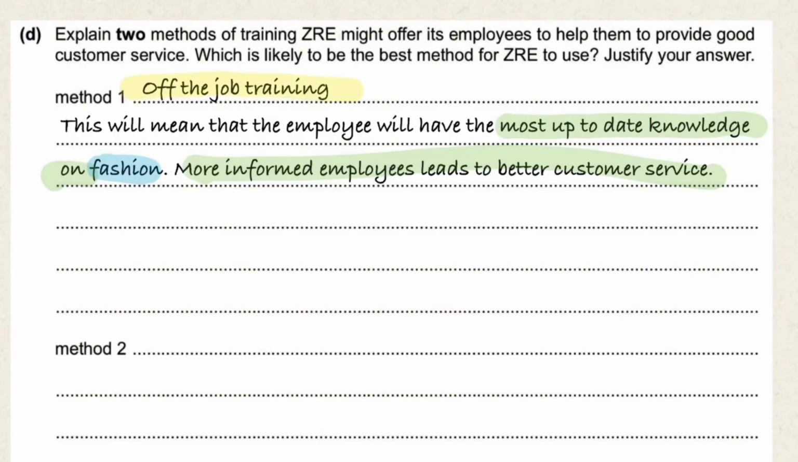Method 1. Off-the-job training, which is our knowledge point. This will mean that the employee will have the most up-to-date knowledge on fashion. More informed employees lead to better customer service. Fashion is our application, and our direct impact of off-the-job training is that they get the most up-to-date knowledge on fashion.